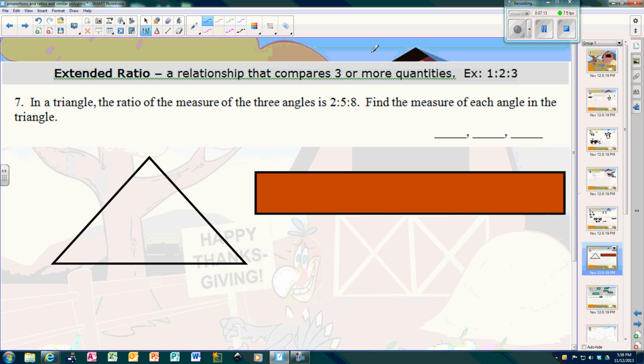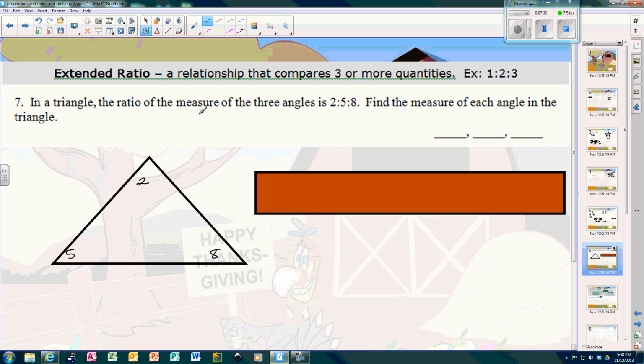All right. Sometimes we use what's called an extended ratio, and this is when you compare 3 or more quantities at a time. For example, you have a triangle. The ratio of the measures of the 3 angles is 2 to 5 to 8. So that means this one is 2, this one is 5, and this one is 8. It doesn't matter. You could label them any way you want.